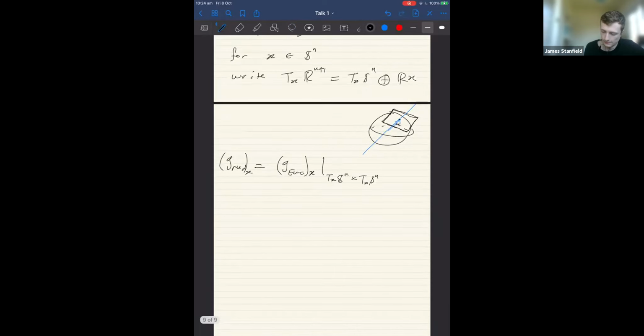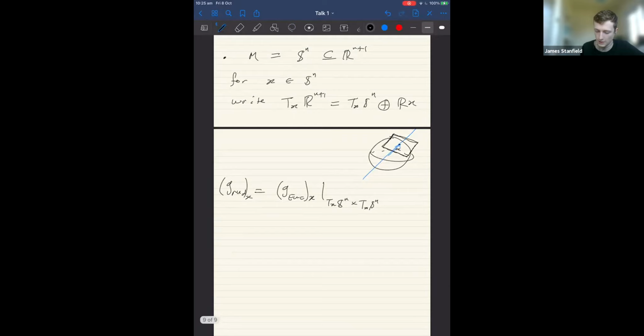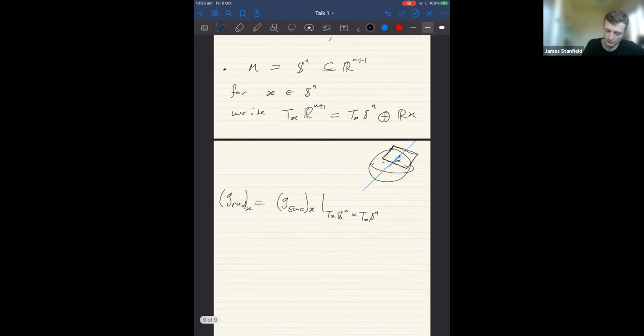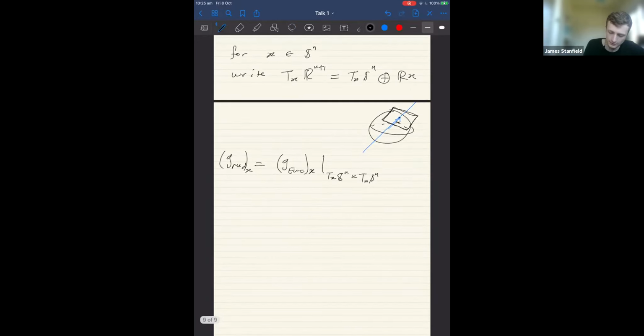Okay, but it's the same metric, just restricted to the tangent space of the sphere. But even in doing that, we're going to see some local invariance appearing later on, but we won't talk about that until next week.